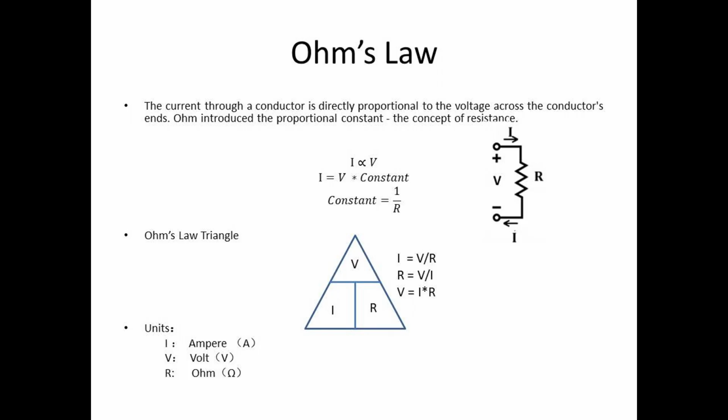So we can say current equals voltage times a constant, where the constant equals 1 over resistance, or 1 over R. And then we have three formulas to describe Ohm's law. The current equals voltage divided by resistance, or resistance equals voltage divided by current. Voltage equals current times resistance.